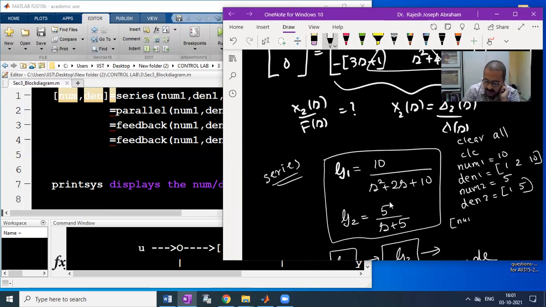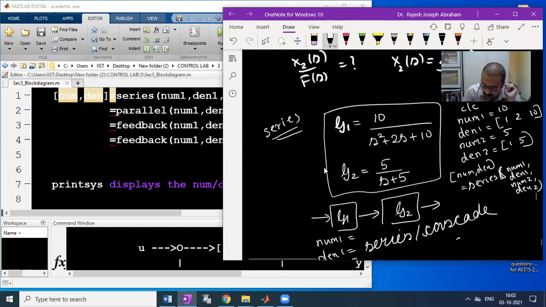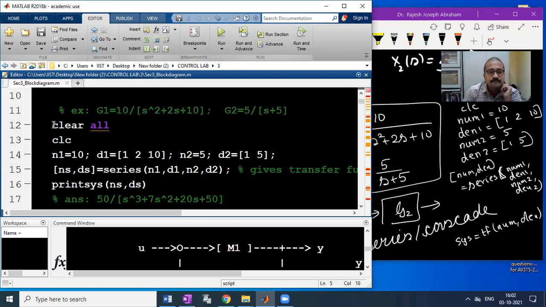Now, what next? num comma den equals. The first one is series. What will you write? series, round bracket, num1 comma den1 comma num2 comma den2, round bracket closed. This will give just the numerator and denominator coefficients. Now, how will you find the transfer function? sys equals tf of num comma den. This will give you the overall transfer function. Let us try this example. That is what I have written here.